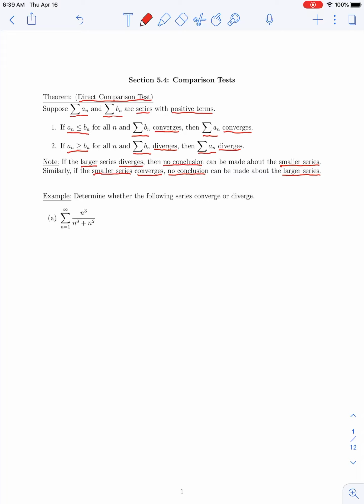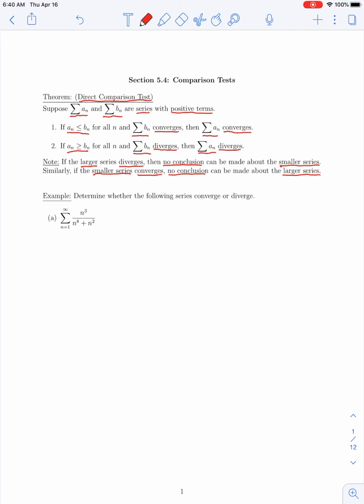So before we look at some examples, in this chapter 5 material, we're starting to learn a lot of different tests for determining whether a series converges or diverges. And one thing that we want to keep track of is, how do we know when to use a given test? So this comparison test we're going to use any time that we could try to compare our series to a p-series.